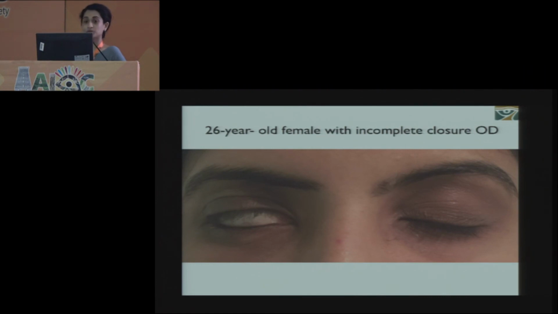Lagophthalmos due to? What are the causes of lagophthalmos? Most common cause? Facial nerve palsy. She had a congenital 7th nerve palsy.